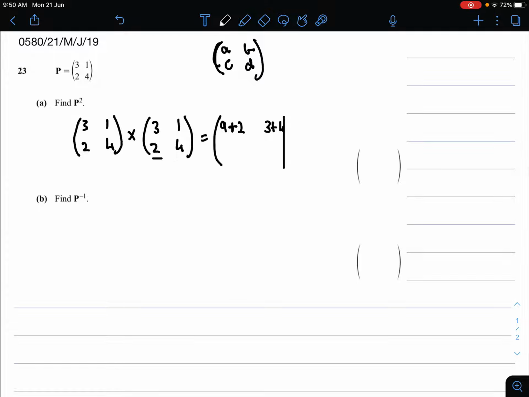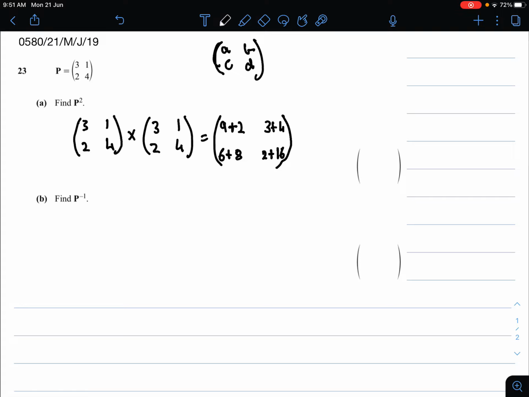Now for the C value of the matrix, what you do is you multiply the second row of the first matrix with the first column of the second matrix. So 2 multiplied by 3 would be 6 plus 4 multiplied by 2 would be 8. Now for D, you multiply the second row of the first matrix with the second column of the second matrix. So 2 multiplied by 1 would be 2 plus 4 multiplied by 4 would be 16.